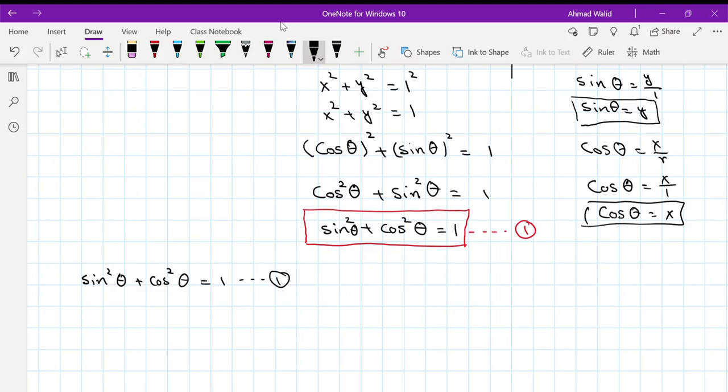Or let's first divide by cosine theta, go in order, correct? I will divide all terms by cosine square theta. You can do this when you have an equation, right? I will divide this term by cosine square theta, this term by cosine square theta, and this term by cosine squared theta. Let's see what's happening.